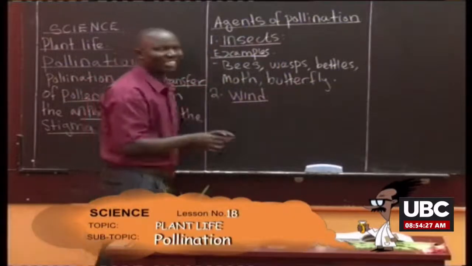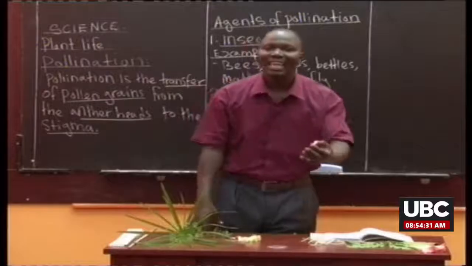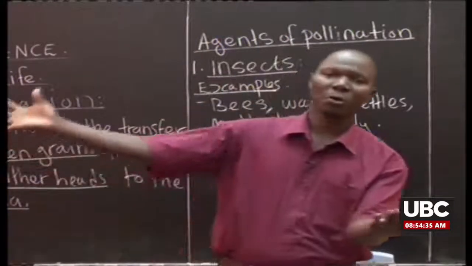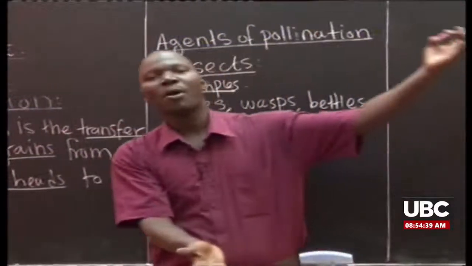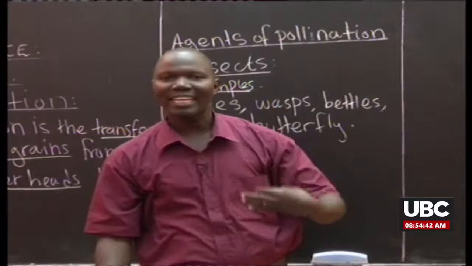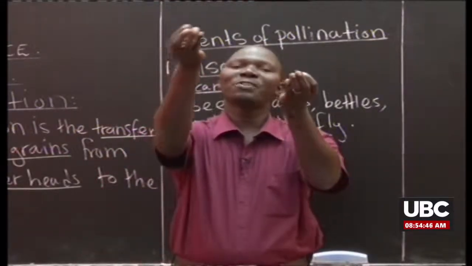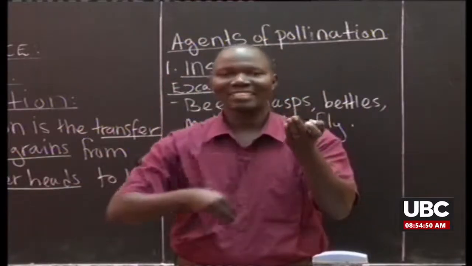Wind. What is wind? Wind is moving air. The wind will blow, and then from that direction, again it will blow. In doing that, some pollen will be blown away and it will fall onto the stigma.